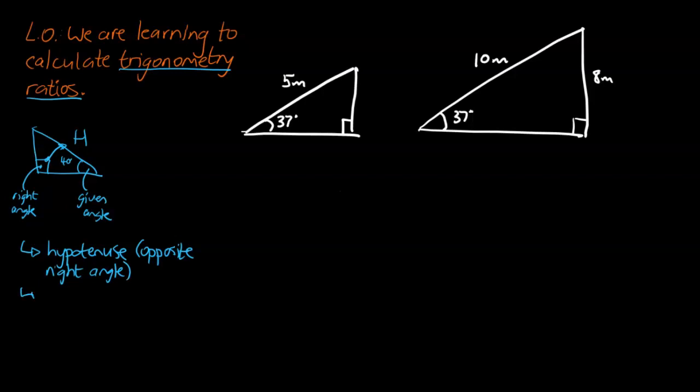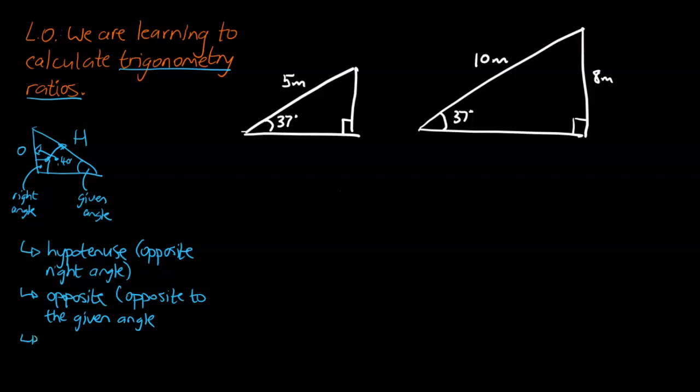The next one we need to be aware of is the opposite. And this time around, we're going to look at the given angle, 40 degrees. Opposite to that is going to be the opposite. So we're going to write opposite to the given angle.